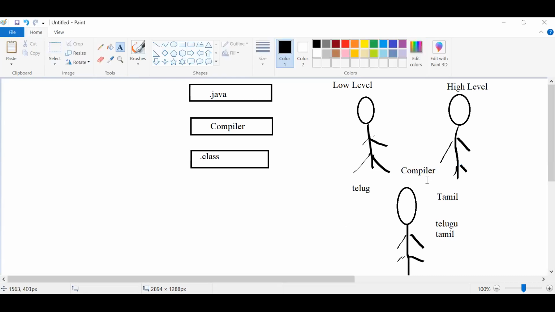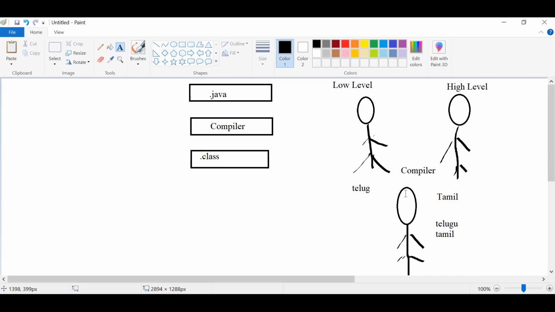Compiler. This compiler can communicate between low-level and high-level language. Clear? So it knows the high level and low level, and only then can it be identified. This is the low level and high level.